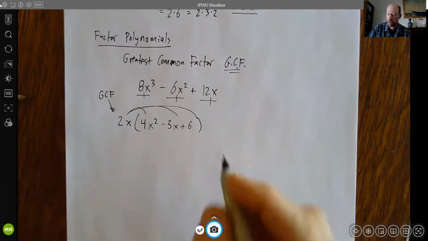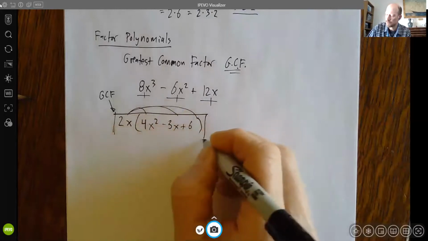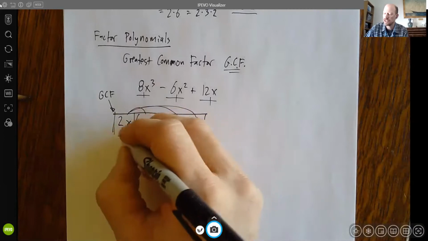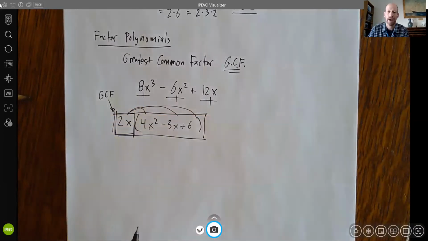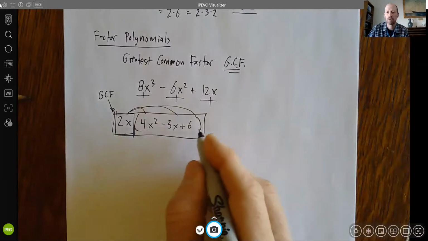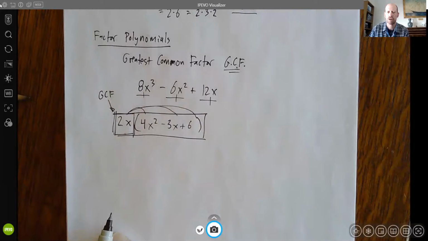Okay. So this is my factored form. Do be careful. Sometimes the online homework will just ask you for the GCF. The GCF is 2x, but the factored form is the whole polynomial, right? What it would multiply back to give me whatever I started with.